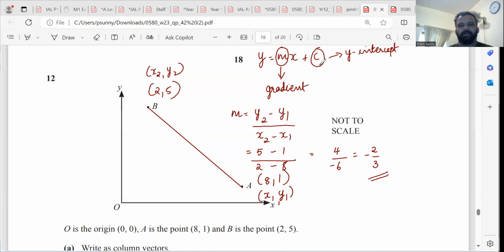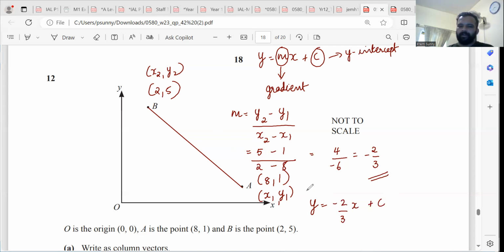Now we need to find out c. So y equals, since I got my m value, the gradient value, as minus 2 by 3, x plus c. I replaced my m value with minus 2 by 3. Now, our final step here is to find the value of the y-intercept, c. Now, take any one point. You can take either point A, 8, 1, or point B, 2, 5. You can substitute here and get the answer. In both cases, you will get the same answer.